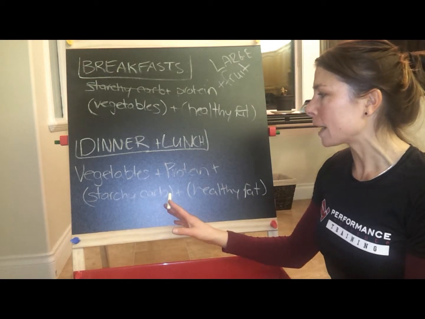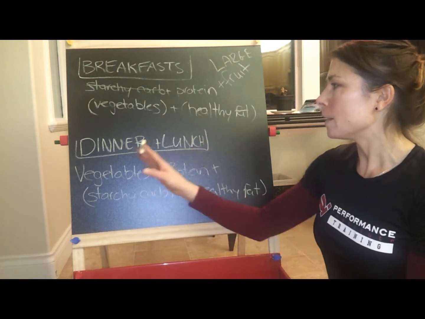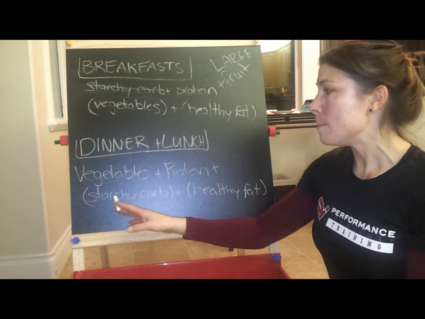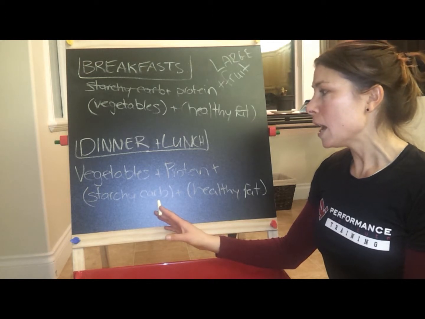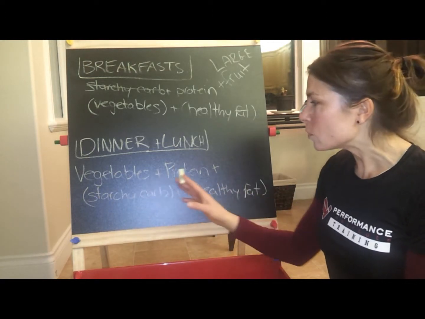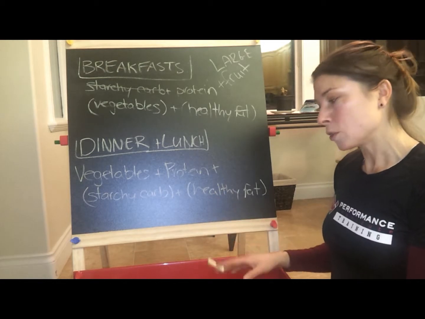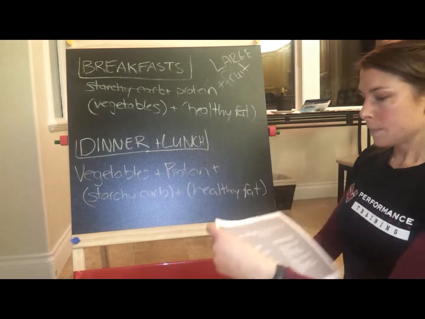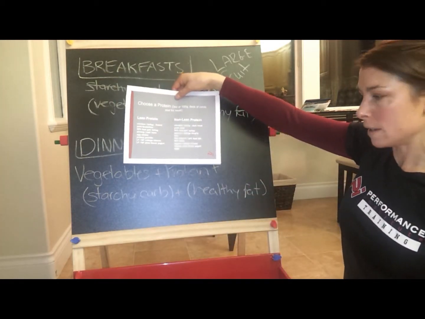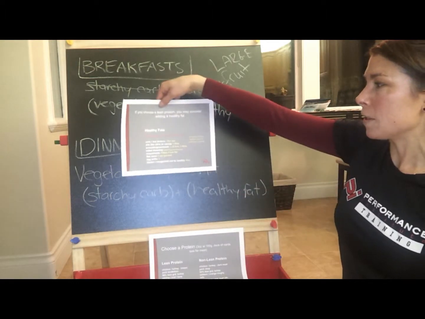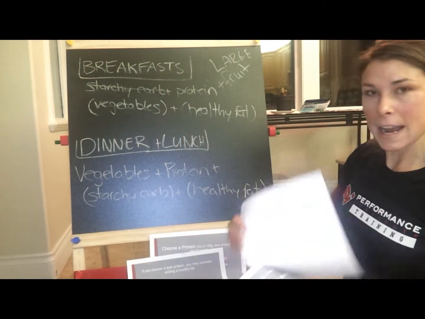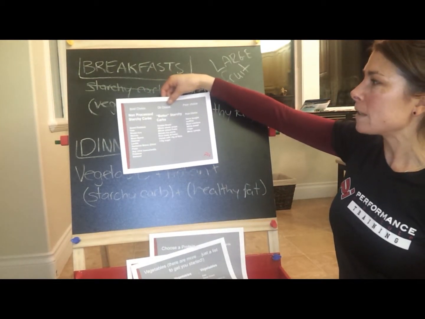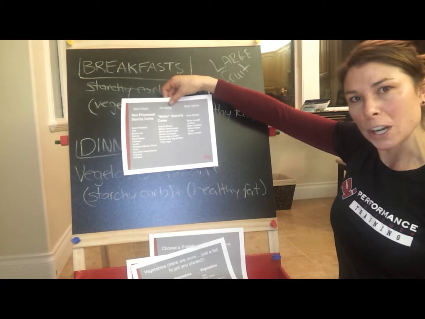Starchy carbohydrate is in brackets because you do want to include it in your lunch. I'm recommending that for sure. Dinner, depending on what your goals are, you may want to minimize or eliminate that starchy carbohydrate. So if you can't remember what each one of these components are, go to your cheat sheet. I shared with you your ideal protein choices, what your healthy fats are, and a nice list of vegetables so you never get bored. And this is one of the most important ones: best choice, okay choice, and poor choice of your starchy carbohydrates.